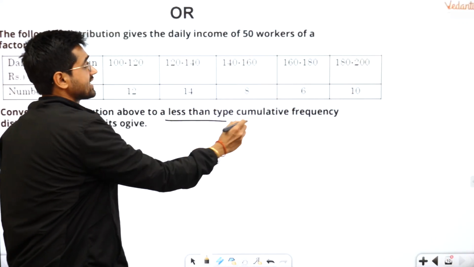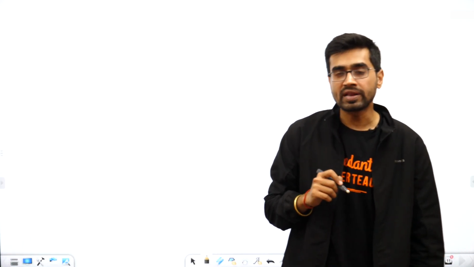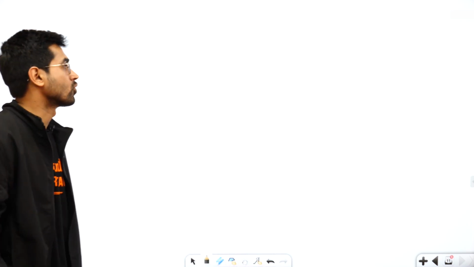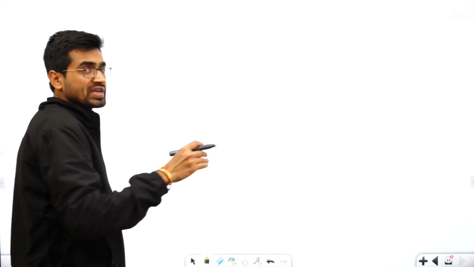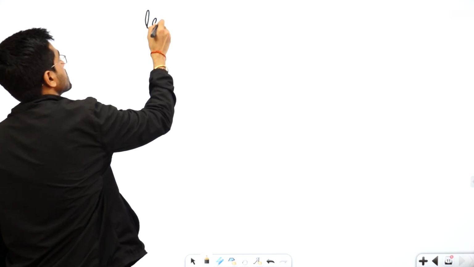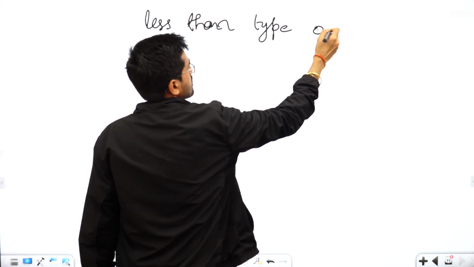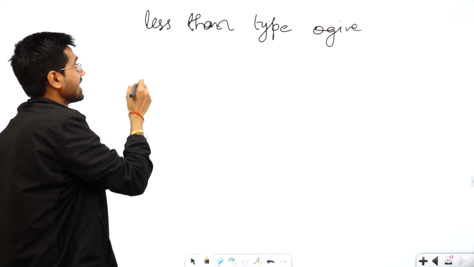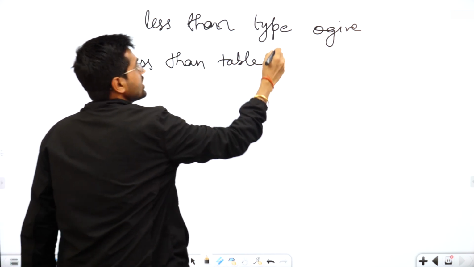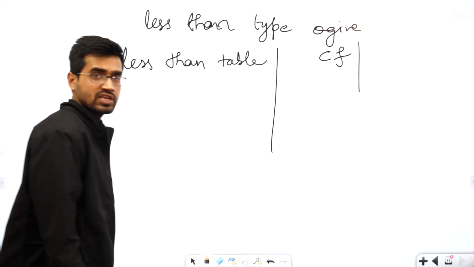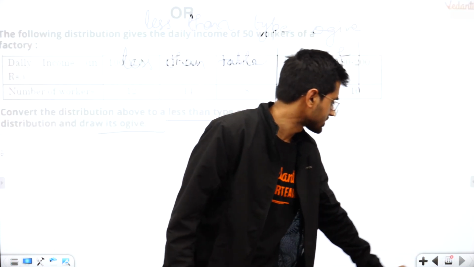How to form a less than type ogive. This is important. A less than type ogive. So I'm telling you how you form it in the data. When you are going to form the less than type ogive, you need these things. You need a less than table and you need a cumulative frequency table. If you have these, you can form the less than type ogive very easily. Trust me. So what I'm going to do next is this.